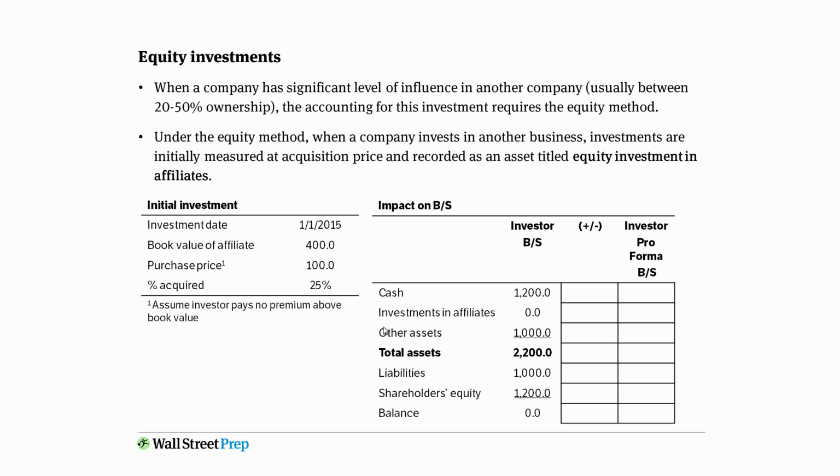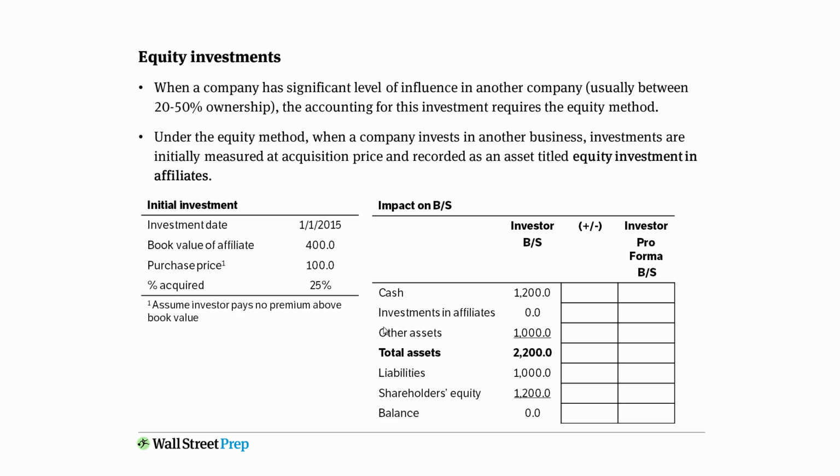So in the next video, we discuss equity investments. Up till now, we've talked about investments where the company owns roughly less than 20% of the equity in the investment, meaning it has no real influence over the activities of the firm, or no significant influence over the activities of the investment. Well, what happens when you own 25 or 30 or 40% of another business? You don't have control, but you certainly have significant influence. And the threshold for that is roughly 20 to 50%.